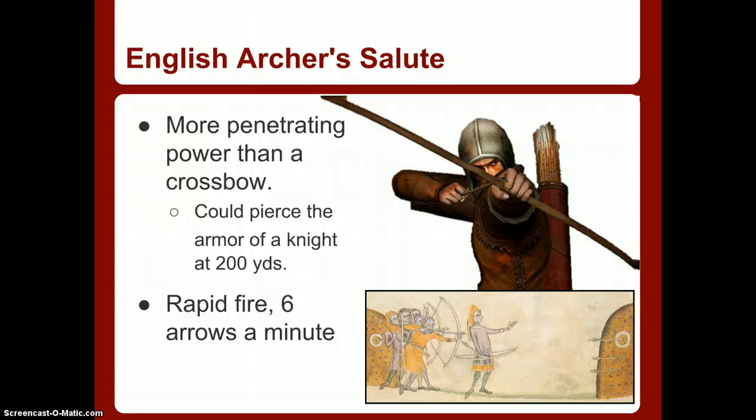All right, just getting back really quick to the longbow technology. The longbow had more penetrating power than a crossbow. It could pierce the armor of a knight at about 200 yards, that's about 2 football fields, and it allowed for a lot more rapid fire, about 6 arrows in a minute or so.